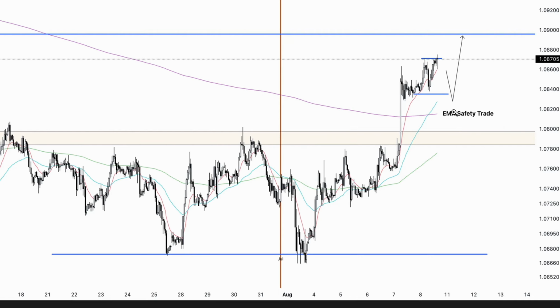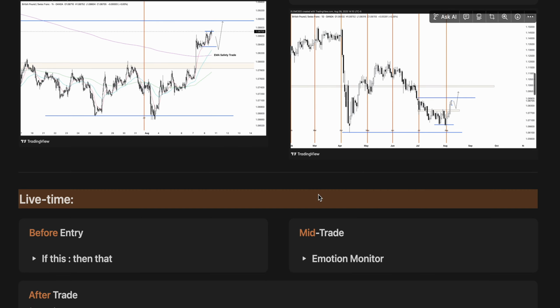But if we do come lower, then I will look for a long entry, either printing a W on the EMAs or printing a W on the daily support resistance zone. But as I said, this could potentially just keep stomping higher.